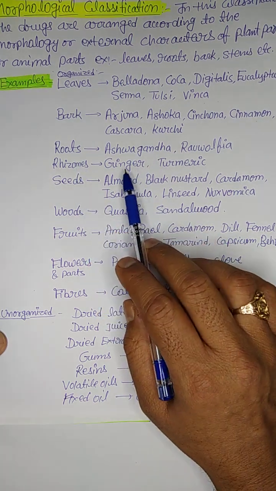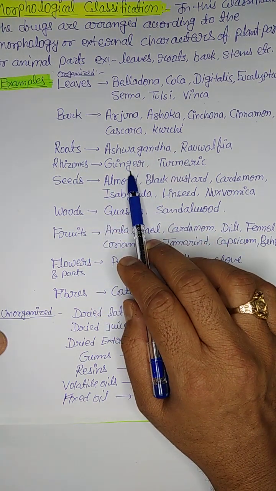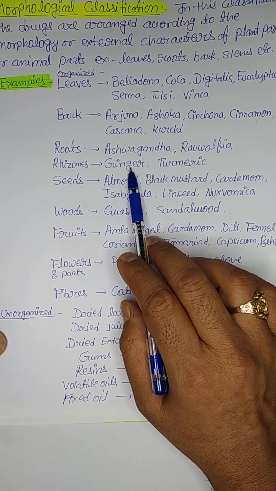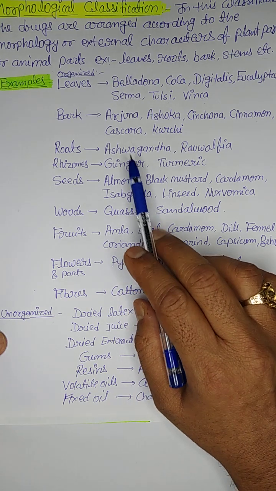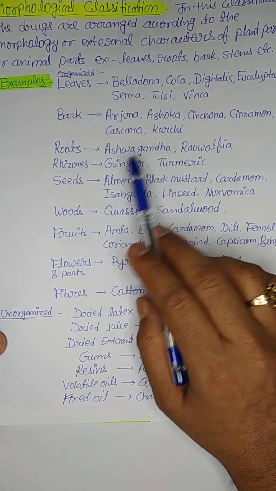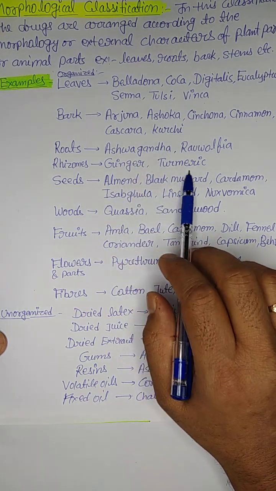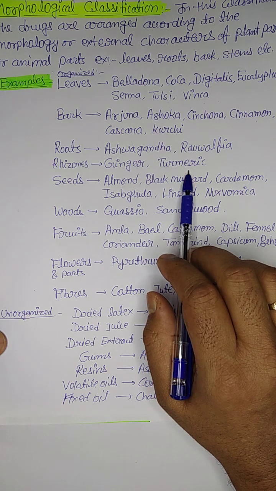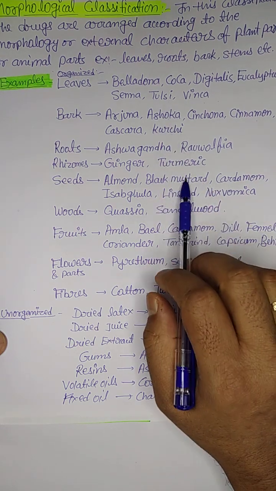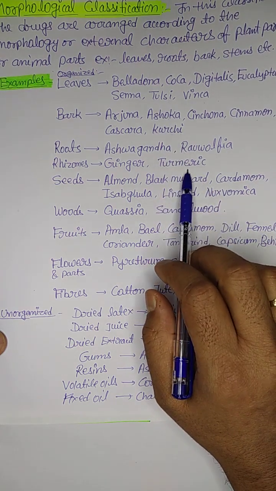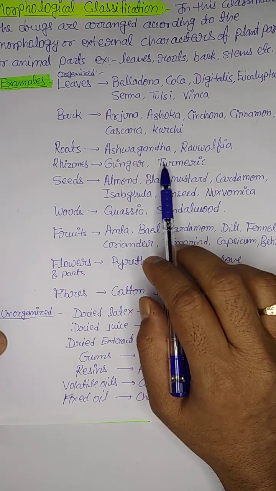In rhizomes, you can mention ginger, which we use in starch grain measurement and in the lycopodium spore method; ginger powder is used in practicals. So you can correlate ginger from the practical in rhizome. Turmeric is very popular, not only for pharmacognosy, just like tulsi. Turmeric is also a very popular Indian medicine, and it has a huge history also.